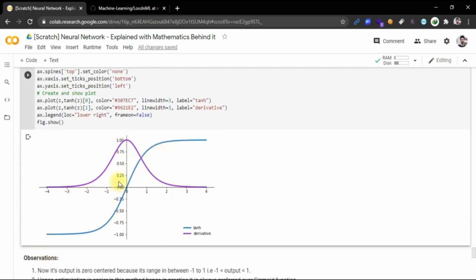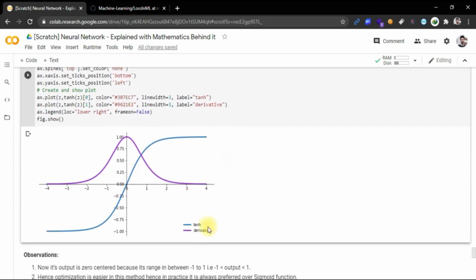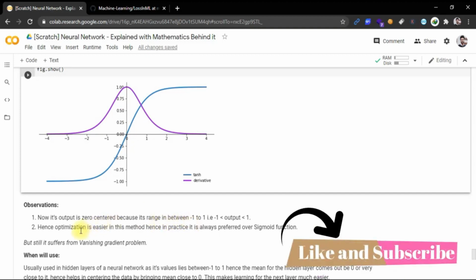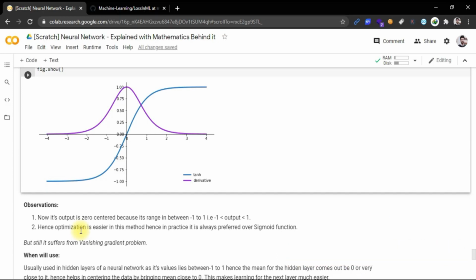As you can see, the derivative graph looks more like the sigmoid, but the tanh graph is like this. It starts from -1 and goes to +1. From the observation we can see that its output is 0 centered, ranging between -1 and 1. Hence the optimization is easier in this method, and in practice it's always preferred over the sigmoid function.